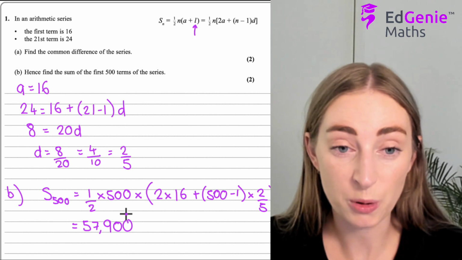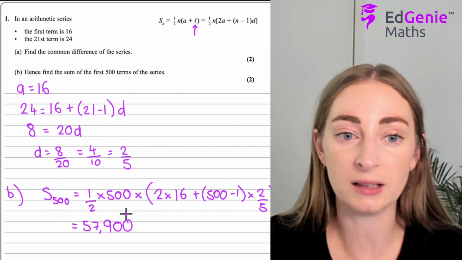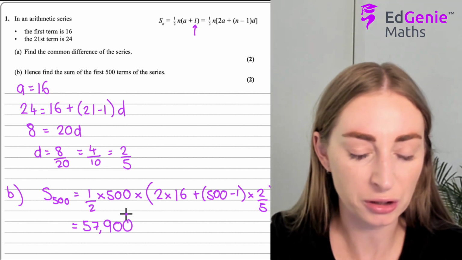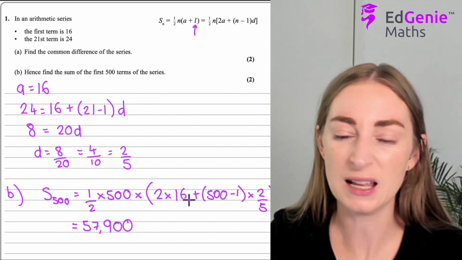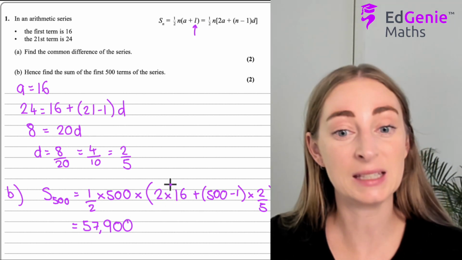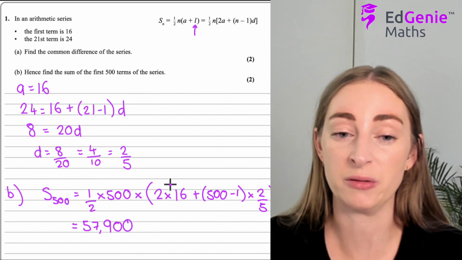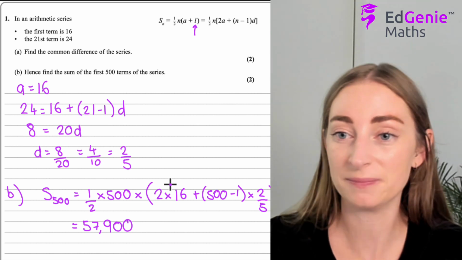So the examiner report said that this question was done really well. They said the most common issue, quite weirdly, is that instead of doing 2 times A, they just put A. So I'm guessing that the students didn't copy the formula over properly from the formula booklet.